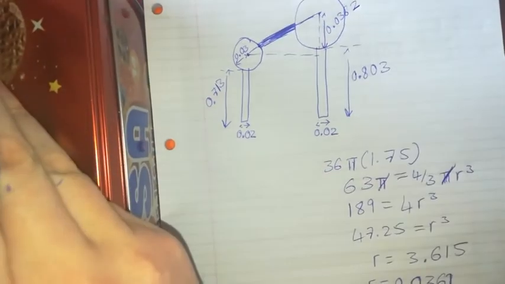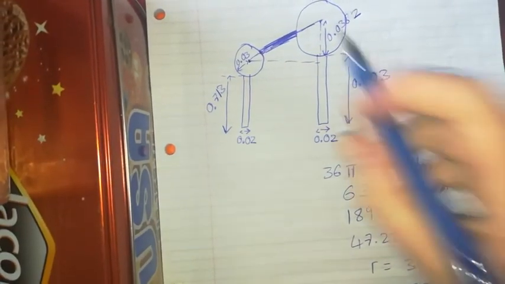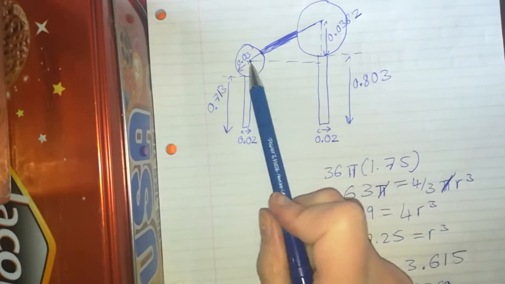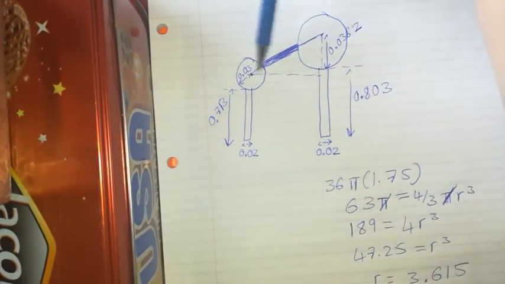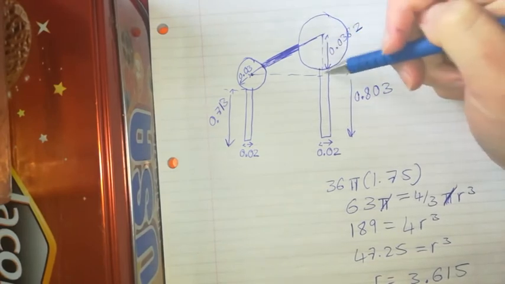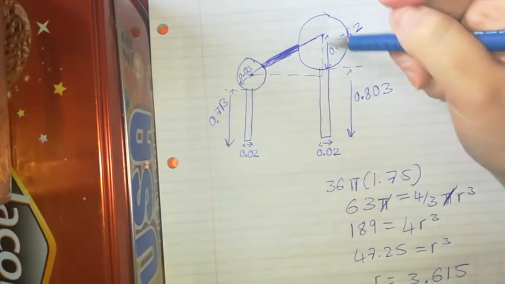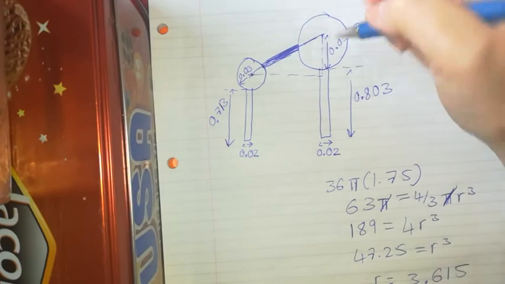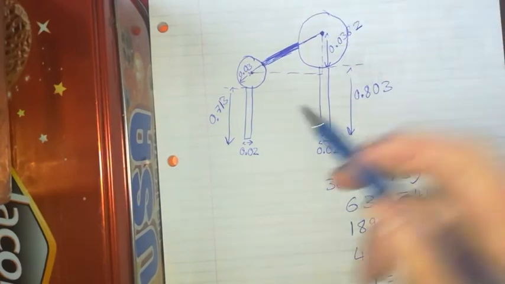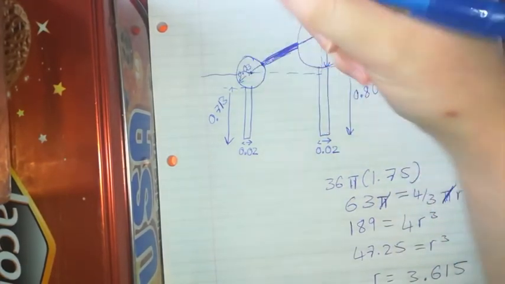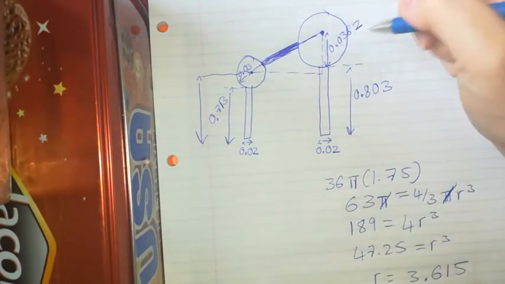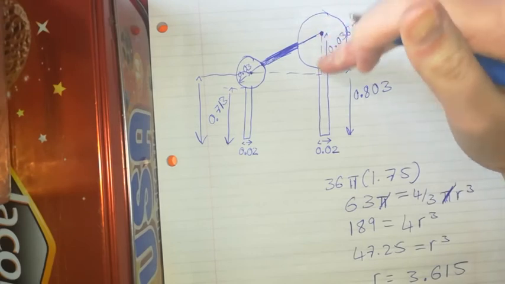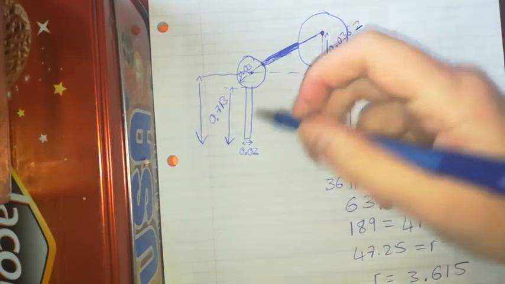I am after figuring out this. In order to get this, I'm going to need the distance here and the distance here, to form a triangle. This distance here is literally just the radius and the height of this one subtracted from the radius and the height of this one. That's what that distance is.